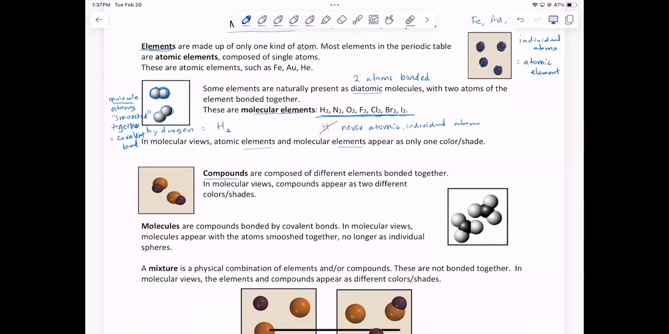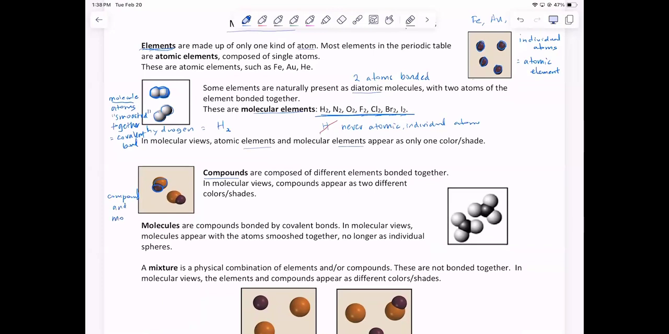And that's to distinguish from a compound, which is when you have different elements bonded together, which would be shown as different colors. So here is a compound because you've got the atoms that are purple and the atoms that are red. So that's a compound. It's also a molecule at the same time, because remember the definition of a molecule is when you have atoms that are smushed together and they no longer have their individual boundaries anymore because of the bond where the atoms are sharing electrons. It's called a covalent bond. We'll talk more about covalent bonds later.